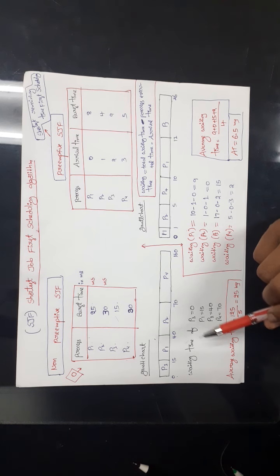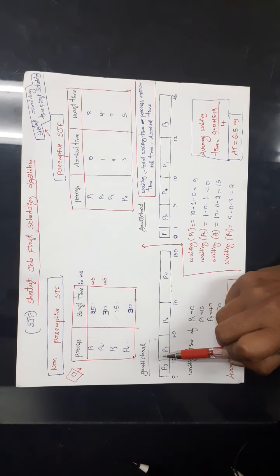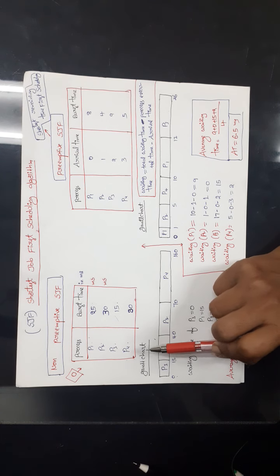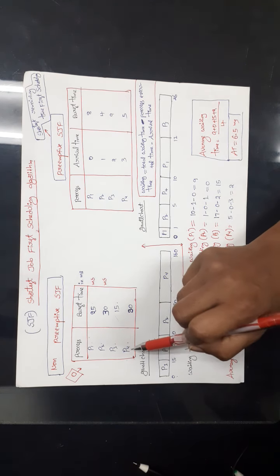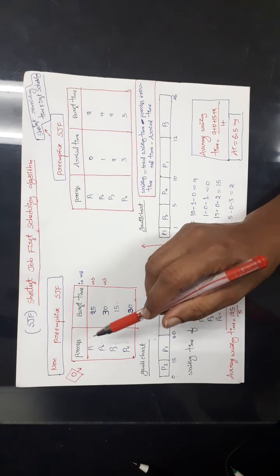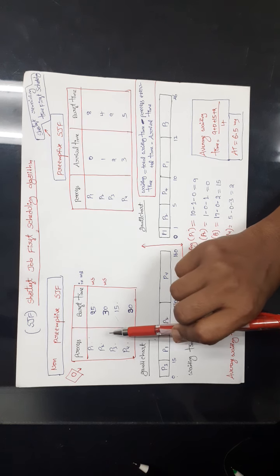Now here I have written the Gantt chart of these processes. A Gantt chart is nothing but a schedule of these processes. That means at what time which process should be executed.